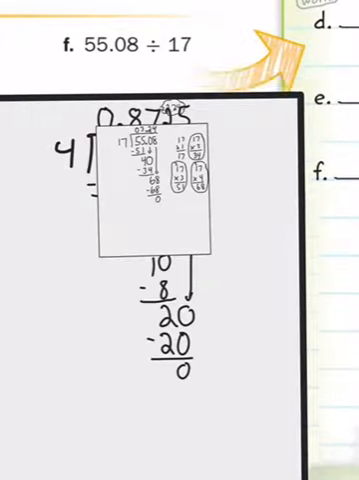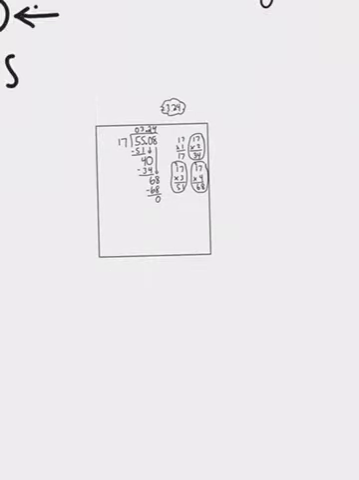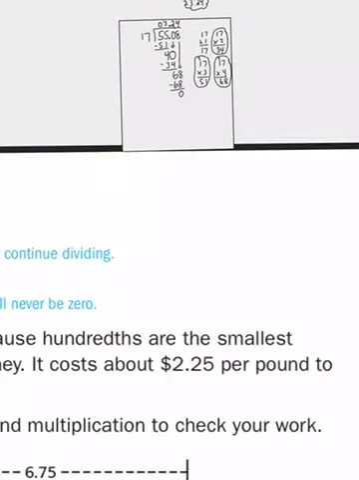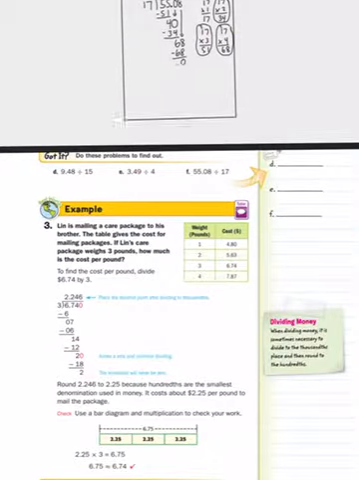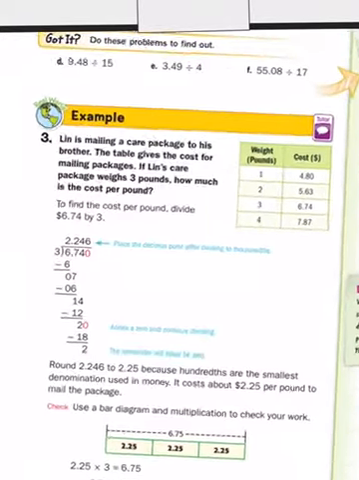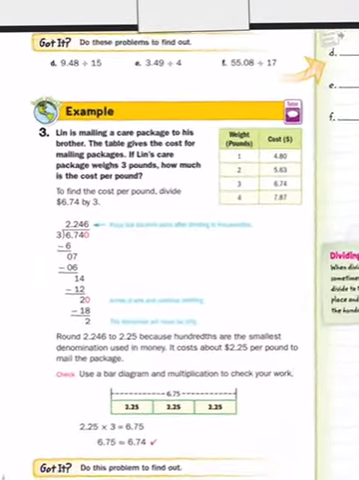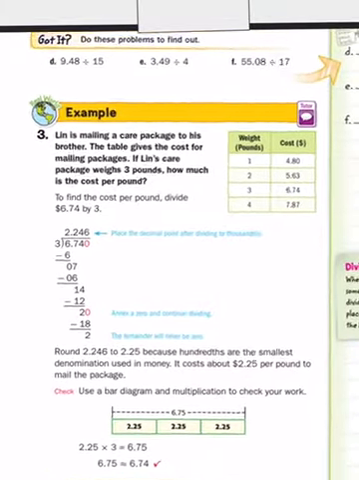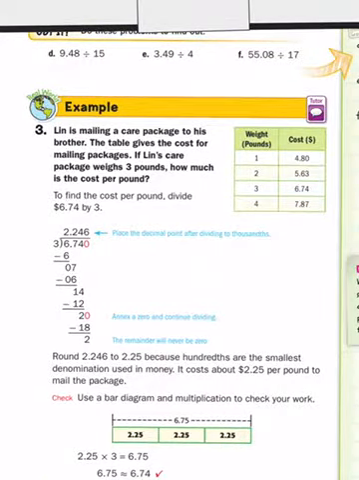Now, let's get back and let me see if I can slide this out of there. This is all like in my way. All right, this might help. Let me get rid of those boxes. Yay, they're gone. Okay, so now we're going to talk about a real-world problem. So in example 3, it says, Lynn is mailing a care package to his brother. The table gives the cost for mailing packages. If Lynn's care package weighs 3 pounds, how much is the cost per pound?